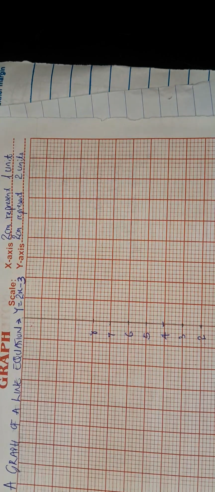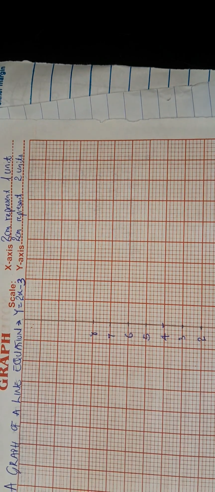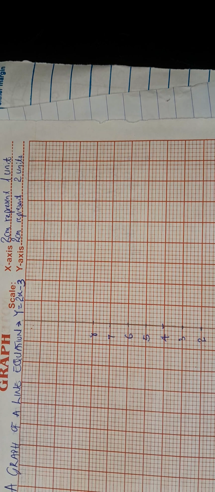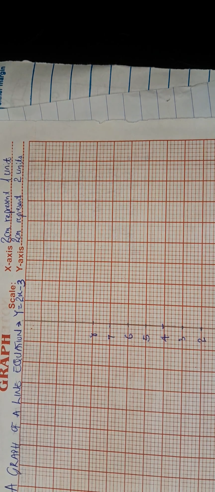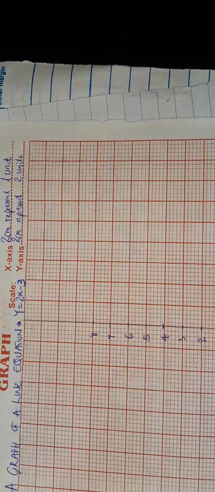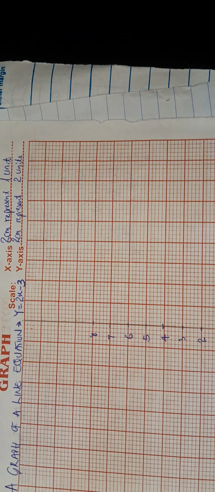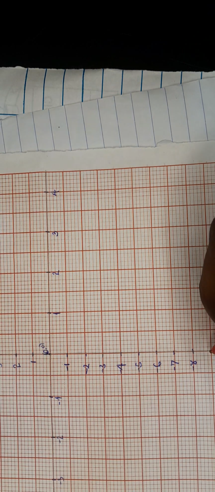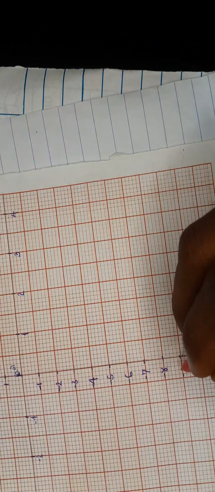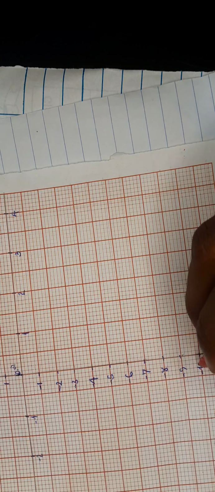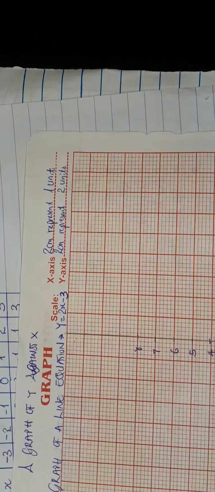And then for the negative side, -1, -2, -3, -4, -5, -6, -7, -8, -9, -10. All right, so this is what we have.